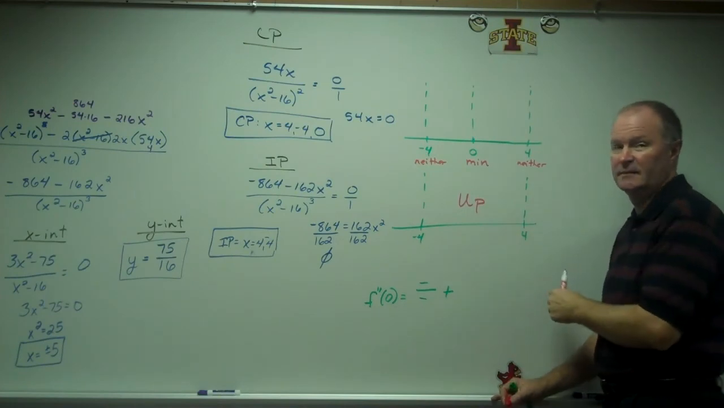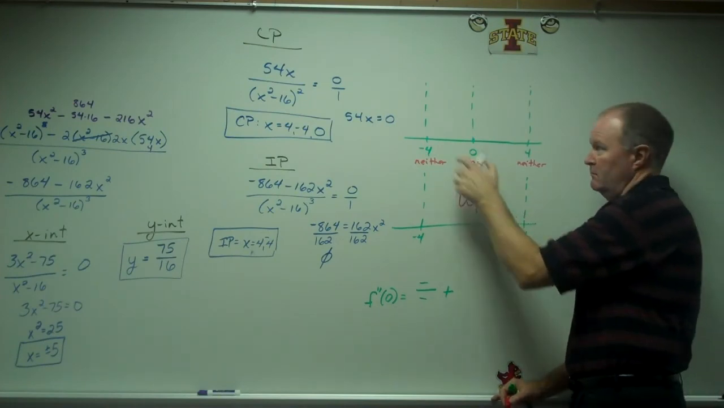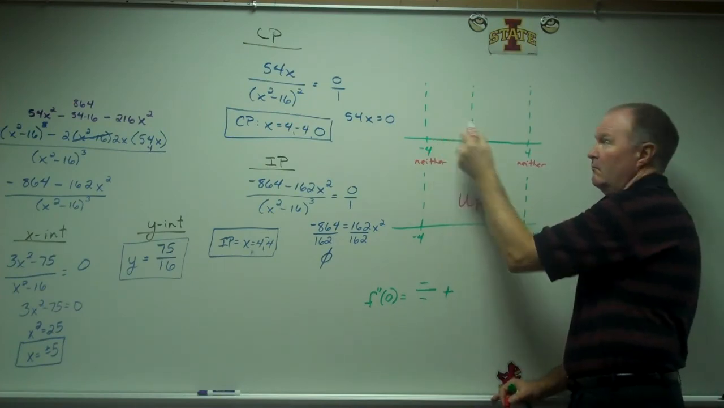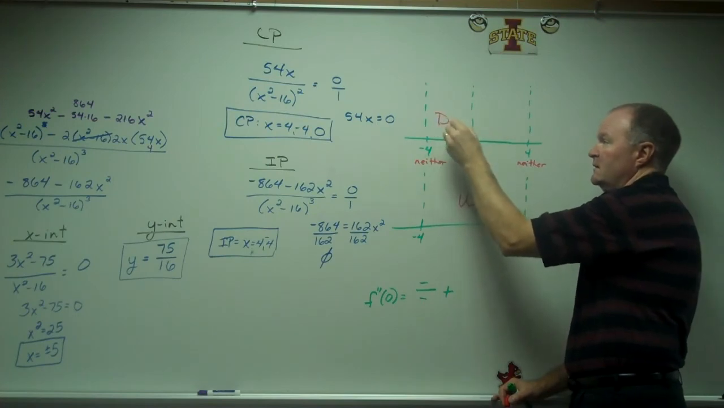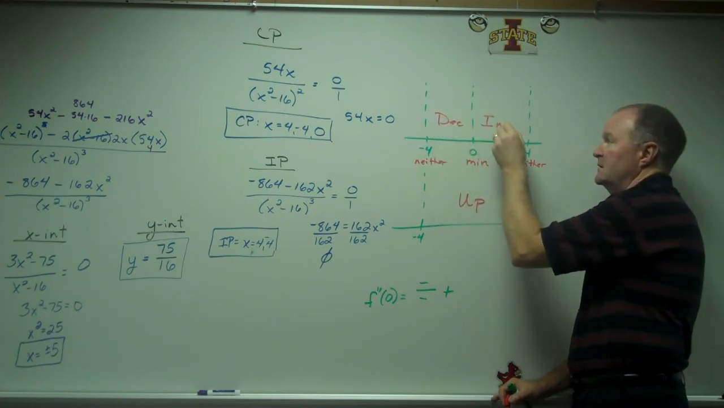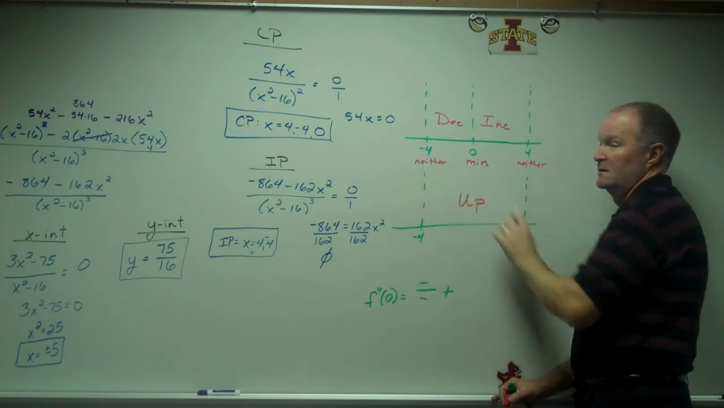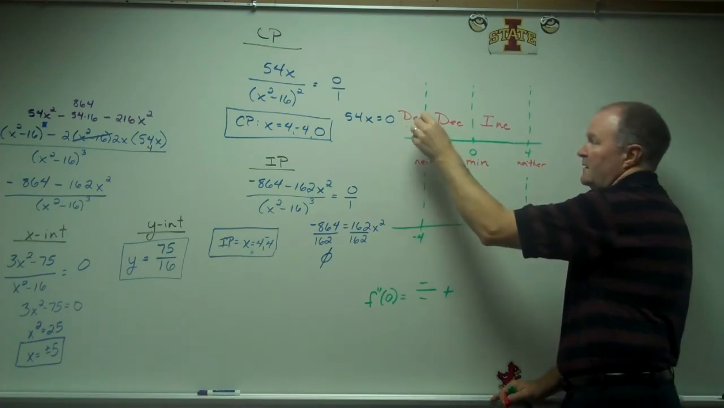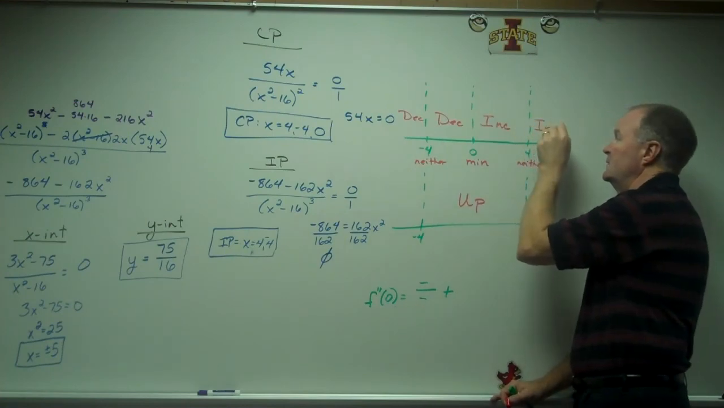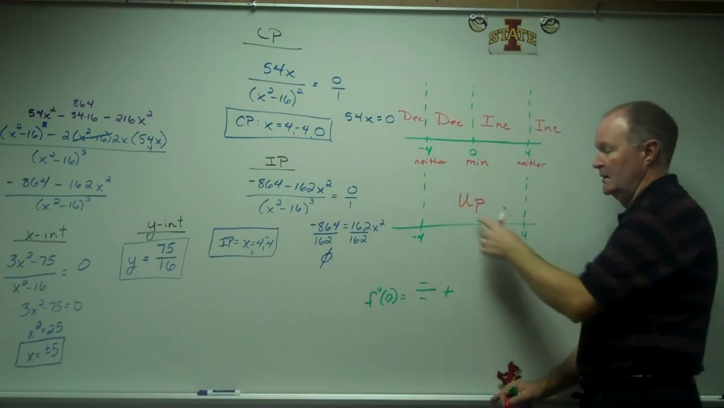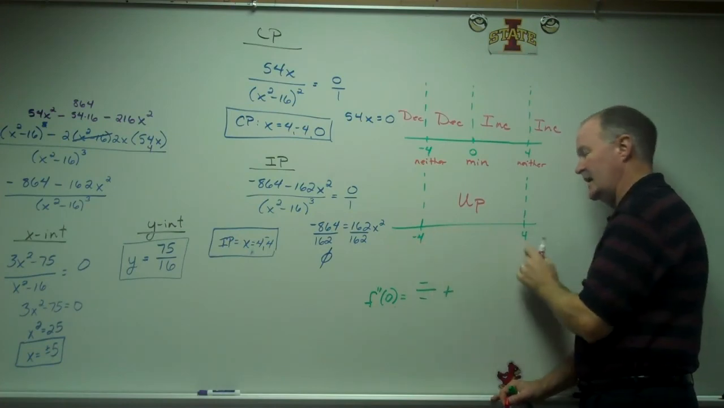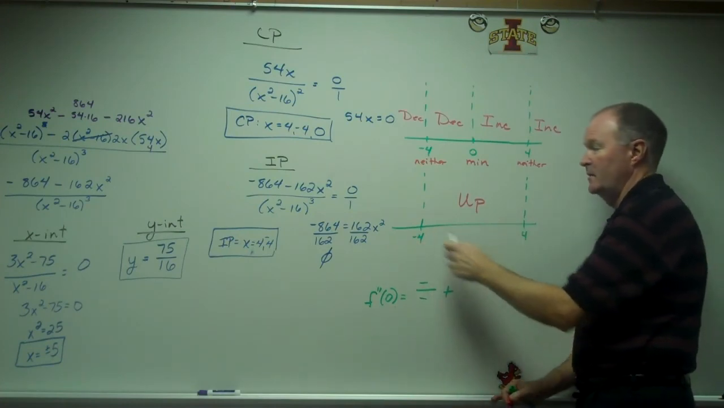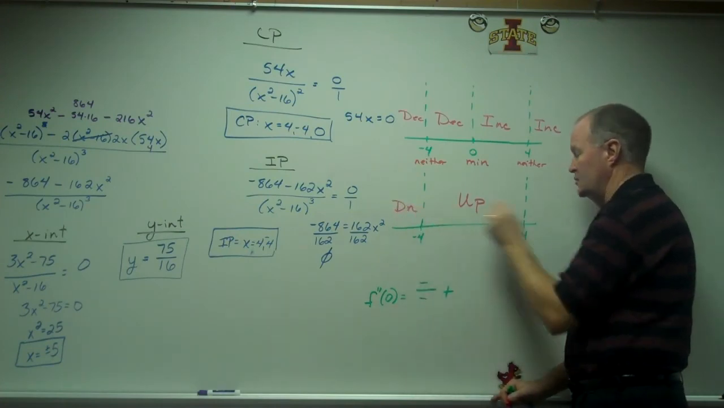Now everything's just going to fall into place. If it's a minimum, decreasing to increasing. These are neithers, and we're not a fractional exponent, so they stay the same. Down here, these are IPs, and we're not a fractional exponent, so these switch.